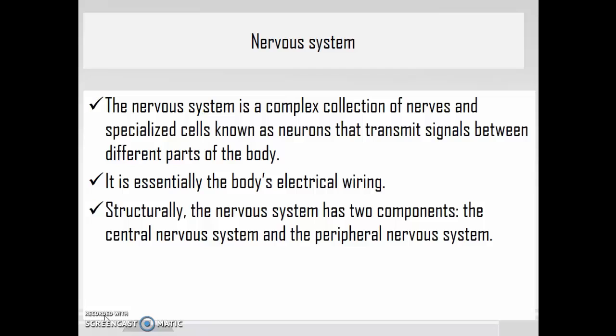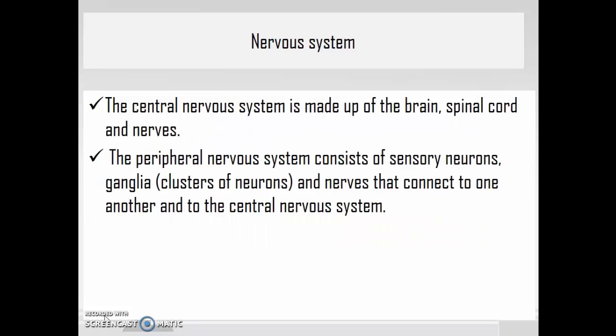Structurally, the nervous system has two components, okay? The central nervous system and the peripheral nervous system. I told you earlier that the central nervous system is made up of the brain and spinal cord, and the peripheral nervous system consists of sensory neurons and ganglia. Ganglia are clusters of neurons and nerves that connect to one another and to the central nervous system. Let me explain to you how it works.